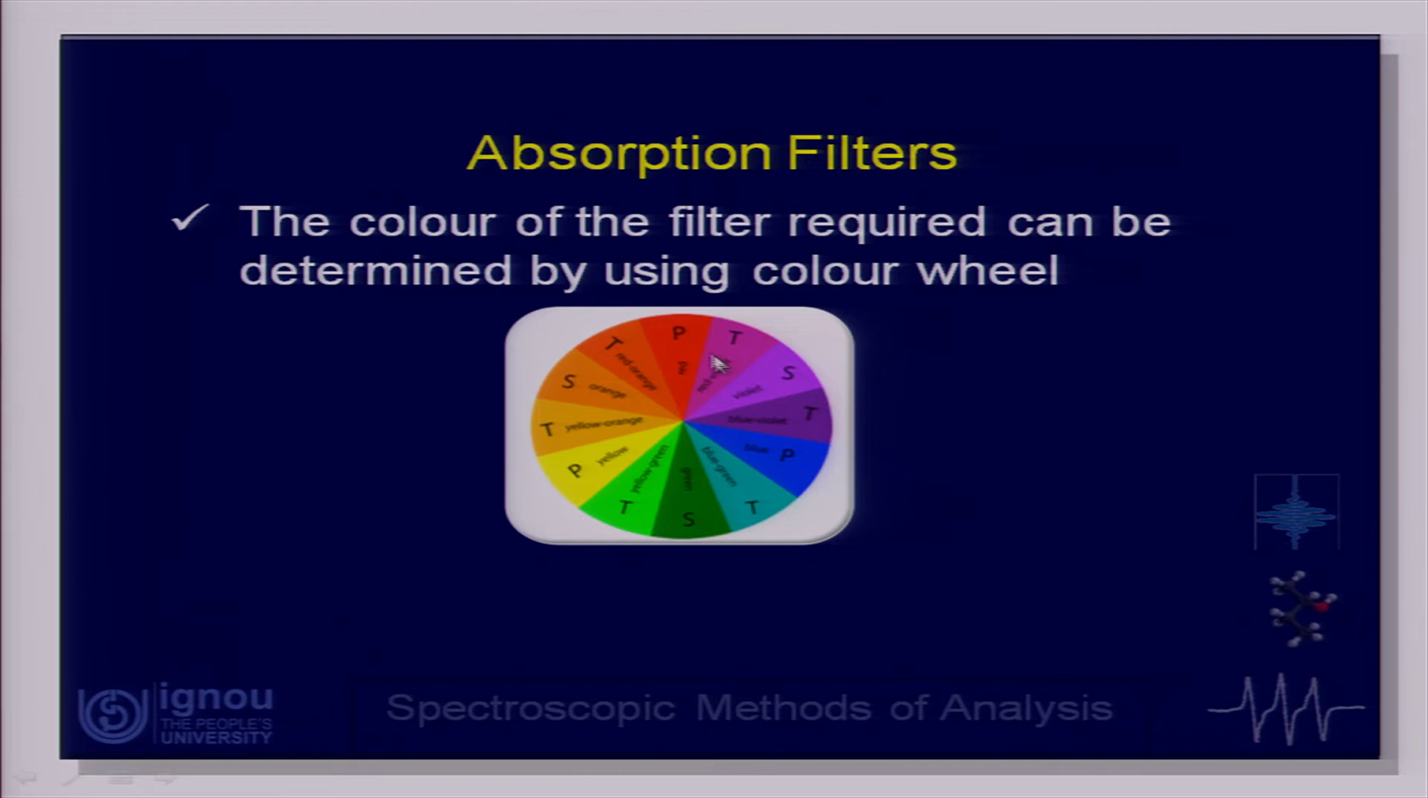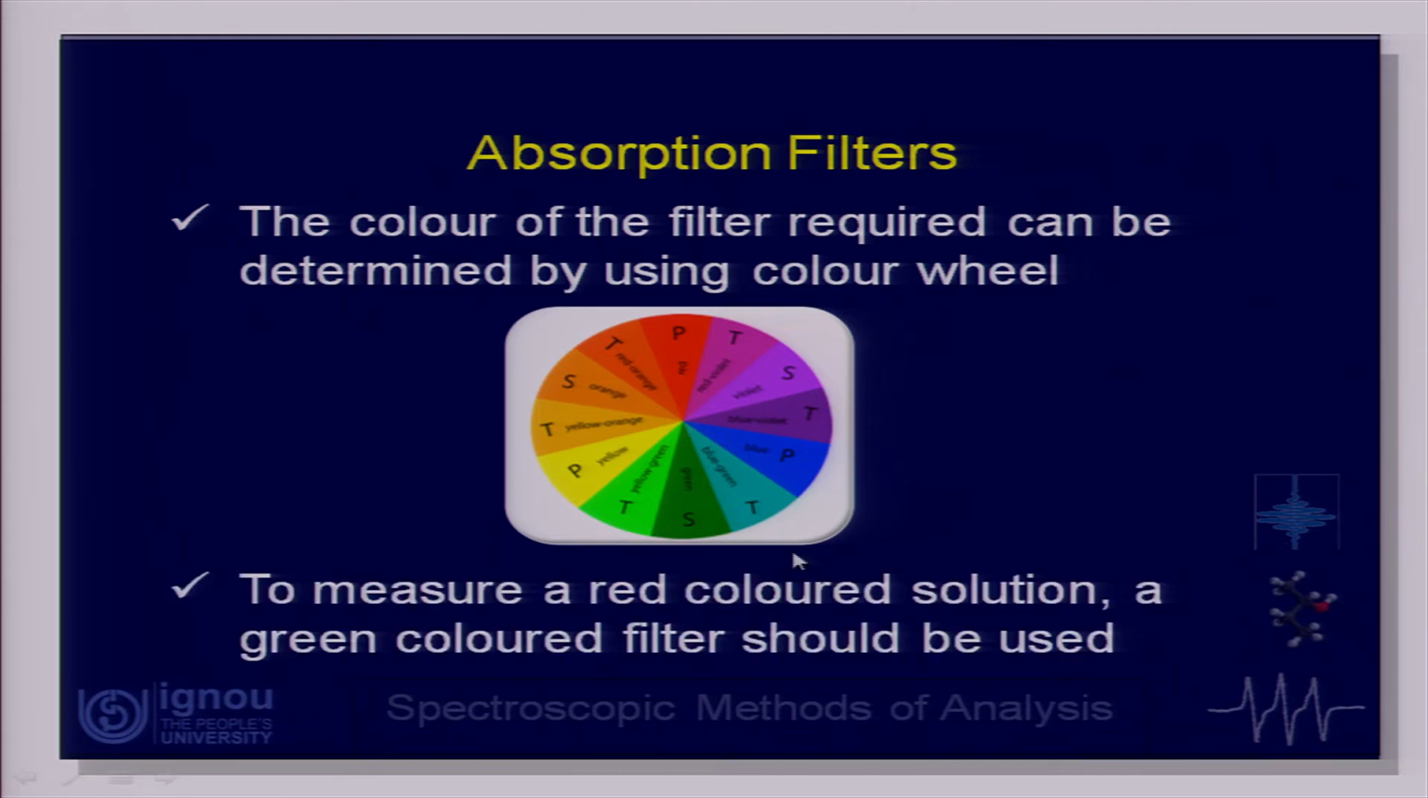Now, from this color wheel, what we see is that suppose I want to make a measurement of a solution which is red colored. To make a measurement of a red color solution, I will be using a filter which is of green coloration. For this coloration I use this filter, for this is the one. That means essentially I use this color wheel to decide which filter to use for a given measurement.